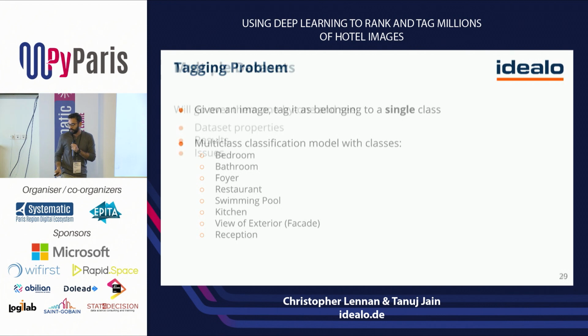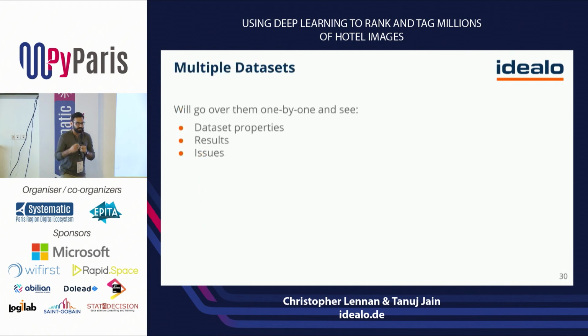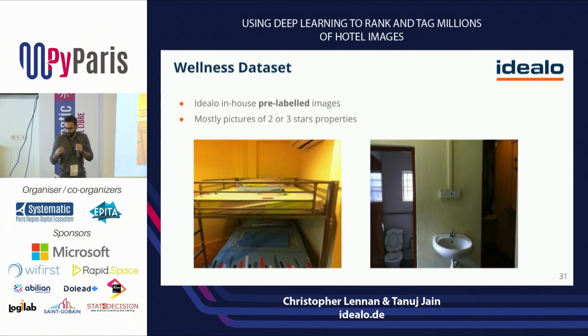The approach I'm going to explain to you is that we iterated through several data sets. So I'm going to talk about the data set and the problems we faced with the data set and the corresponding results that we have for that data set. The first data set we already had is something we just came to call the wellness data set.